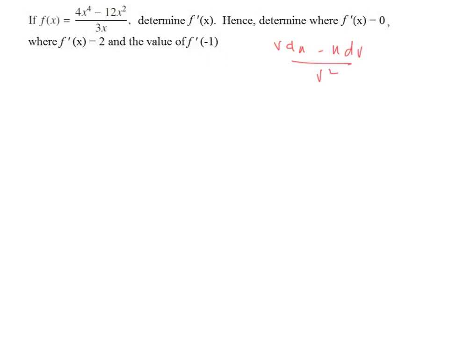So the things we're going to do now. Because we're dividing two functions, we need to use the quotient rule, which is v times du minus u times dv, over v squared. So that's what we're going to do. So the top we have u, the bottom we have v.